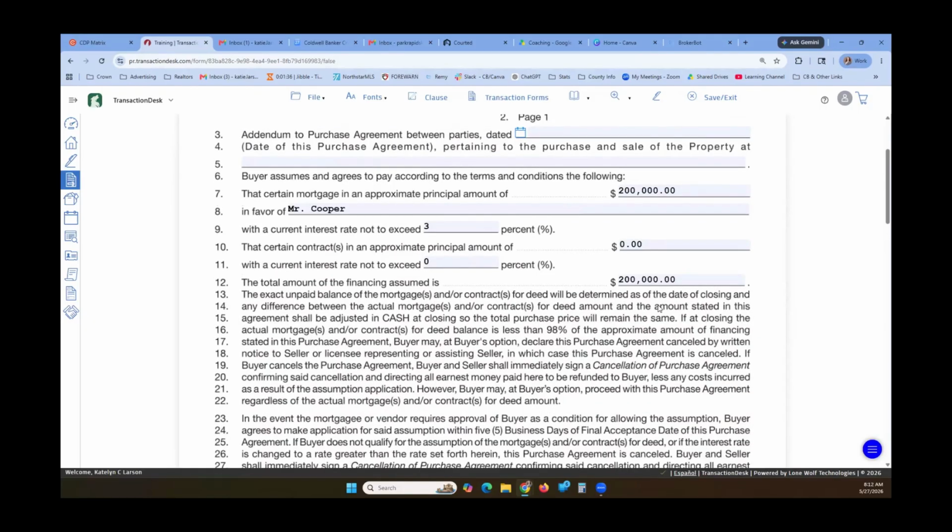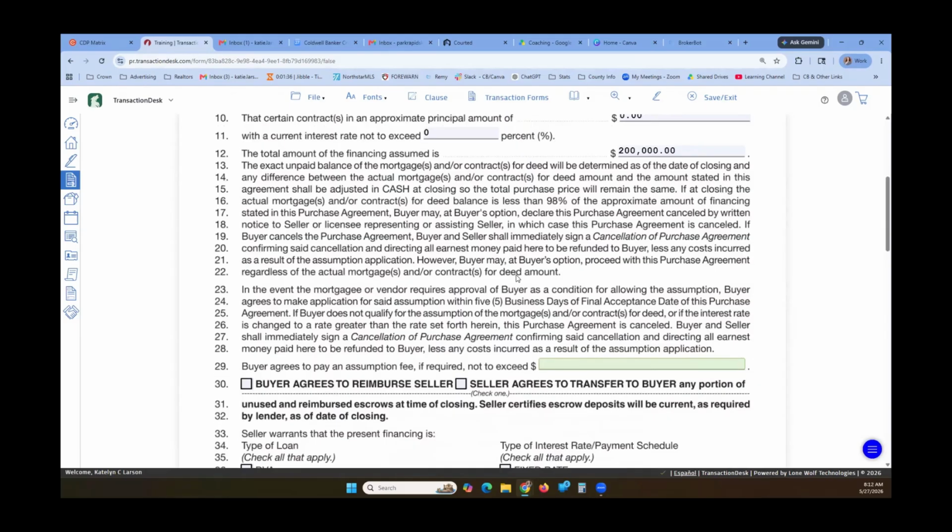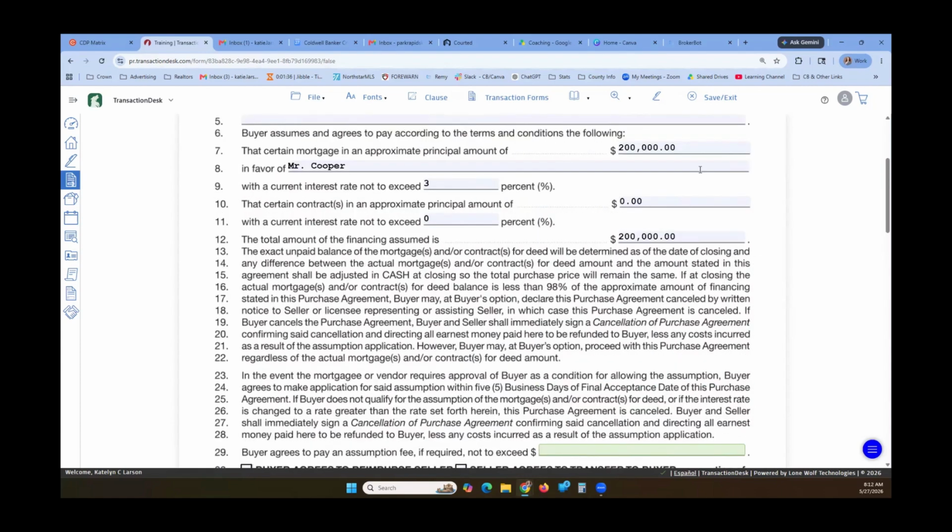Okay. Hope everybody's with me so far. Now, this part, line 13 through 22, is talking about what happens if we assume there's $200,000 left on that assumed mortgage. We're buying the property for $300,000. So our buyer has to come up with $100,000 extra to be able to purchase the property, right? They're assuming the $200,000 mortgage. They have to come up with $100,000 more to get to that $300,000 purchase price.